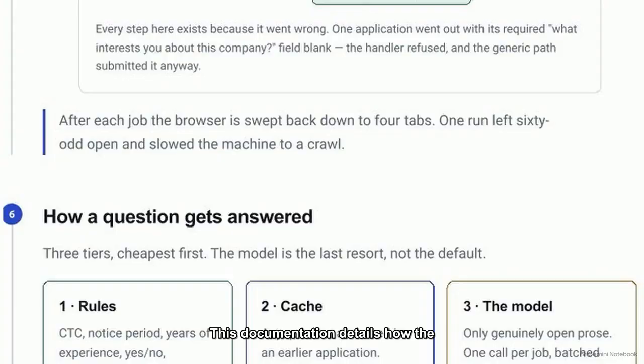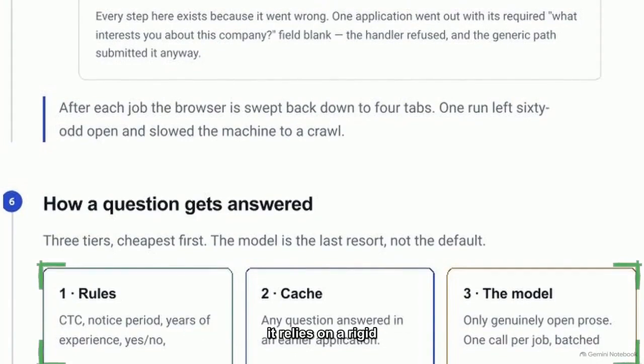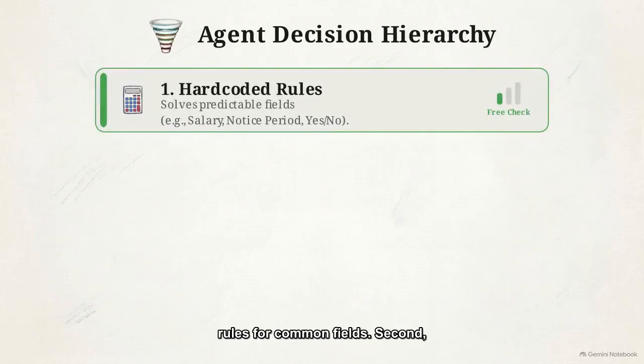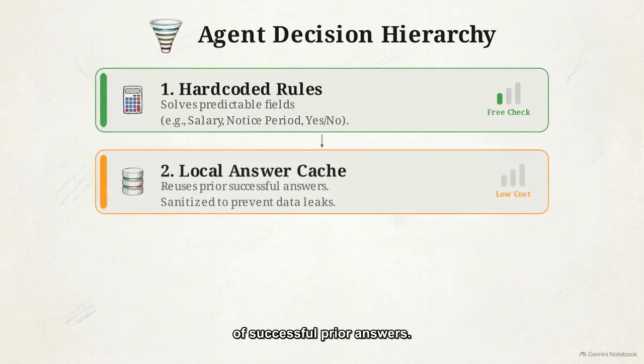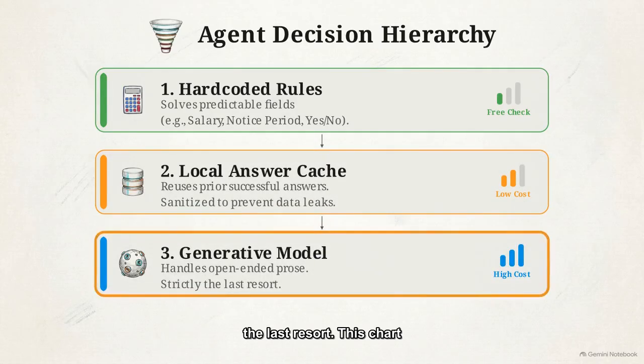This documentation details how the system handles unstructured data entry. When confronted with application questions, it relies on a rigid 3-tier hierarchy. First, it applies hard-coded rules for common fields. Second, it searches a local cache of successful prior answers. The generative model is strictly the last resort.